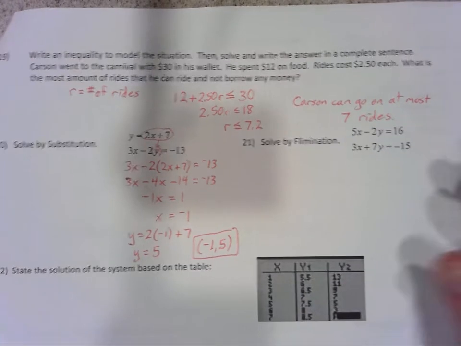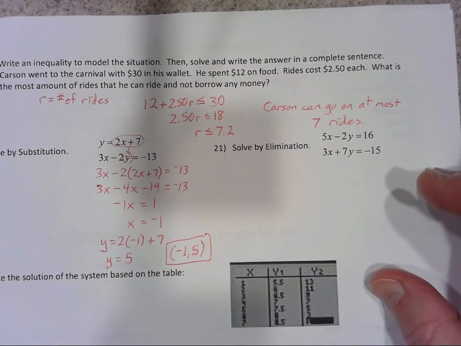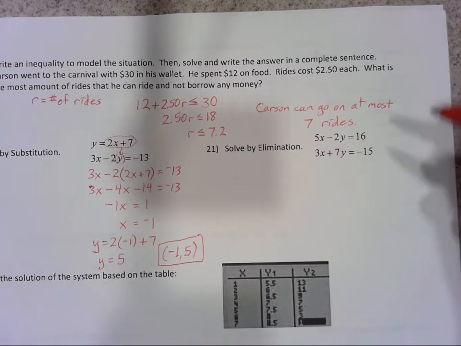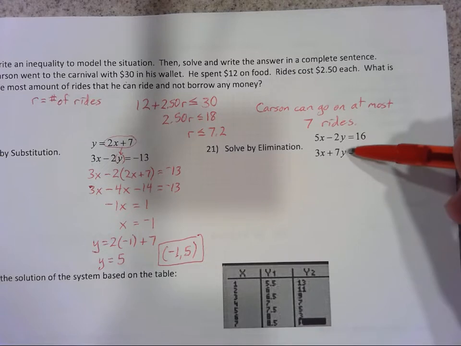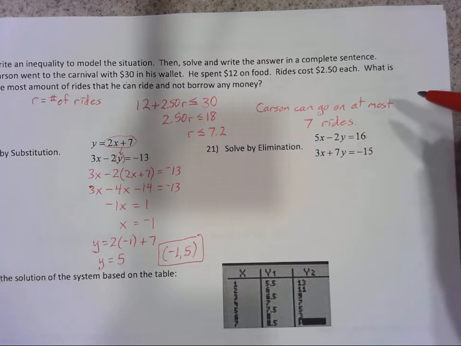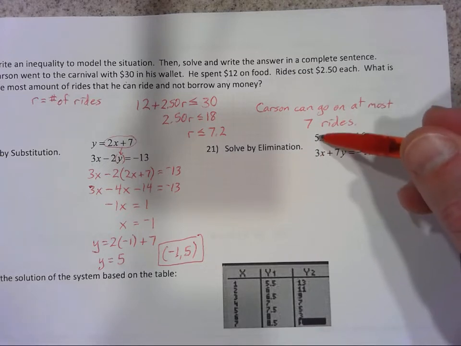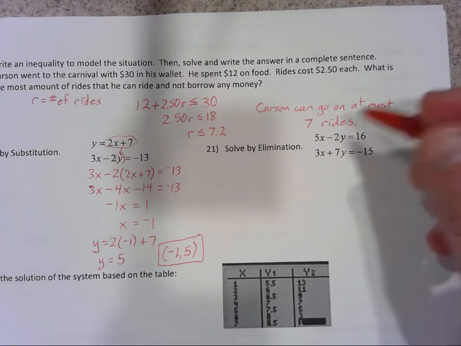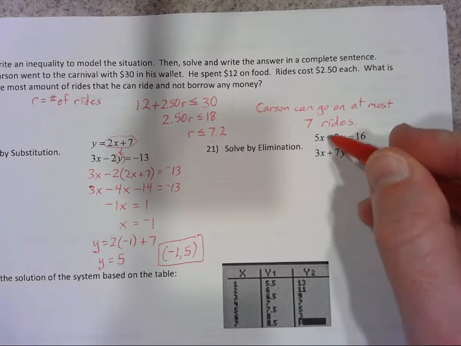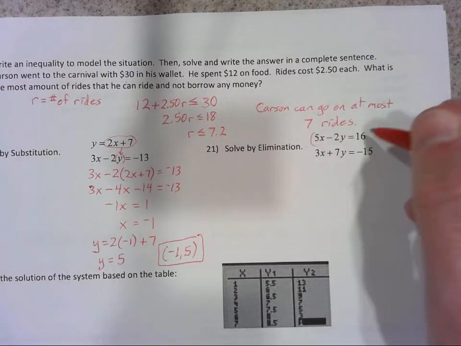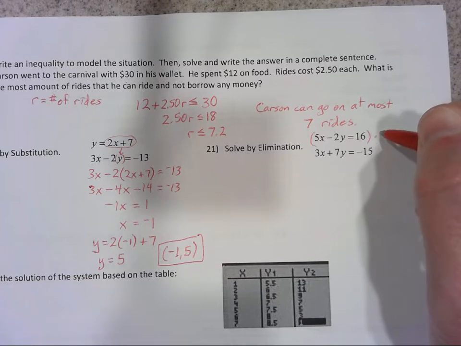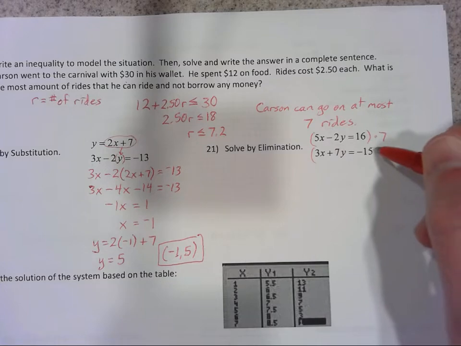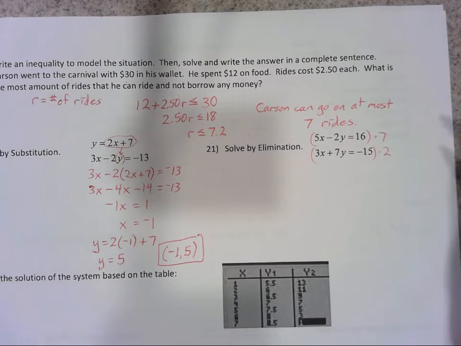Number 21, solve by elimination. Elimination is where we want to add the two equations together to cancel out one of the variables. Right now, if I add them together, neither variable cancels out. So I have to multiply. 5 and 3 both go into 15, 2 and 7 go into 14. That's a little bit smaller, so I'm going to use that one. So to get negative 14, I need to multiply the top equation times 7. To get positive 14, I'm going to multiply everything in the bottom equation by 2.